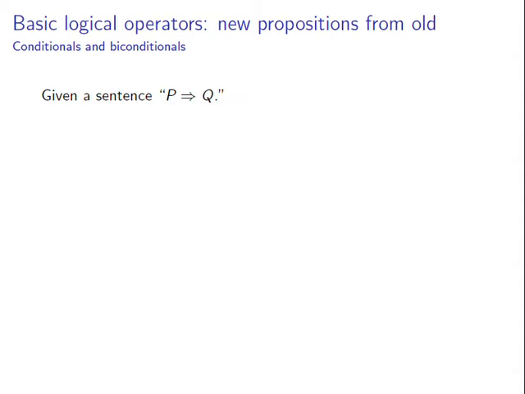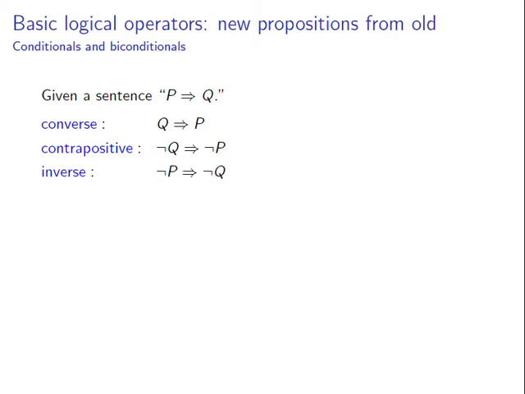There are three special conditional sentences that are associated with a given conditional sentence. The converse of the sentence if P then Q is the sentence if Q then P. The contrapositive of the sentence if P then Q is the sentence if not Q then not P. The inverse of the sentence if P then Q is the sentence if not P then not Q. That is, the inverse is the converse of the contrapositive.